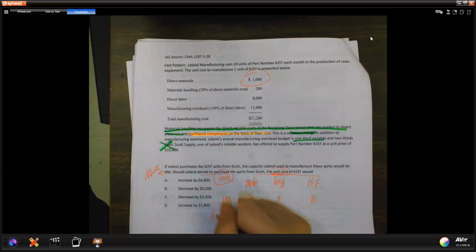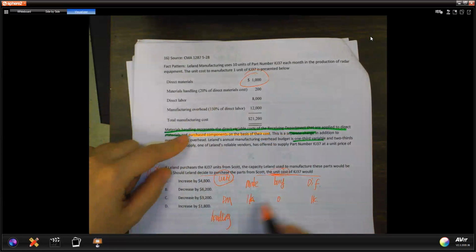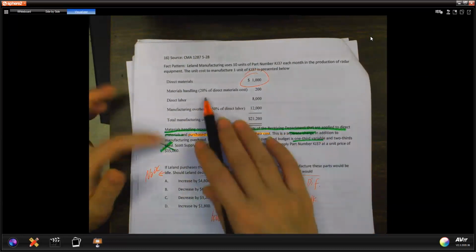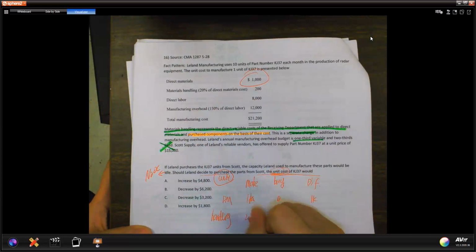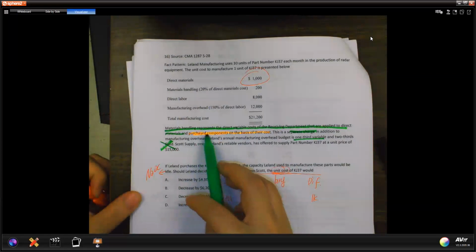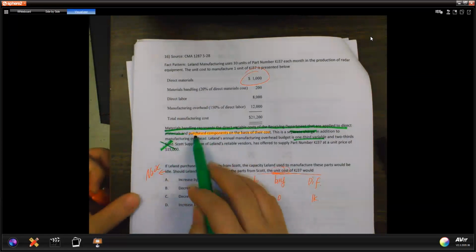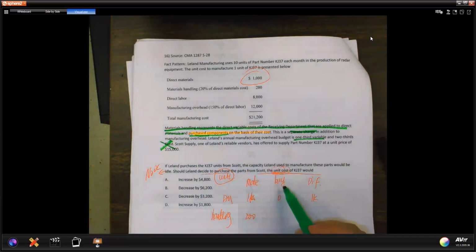You have the material handling. This question said under make it is based on the direct material, which is 20% of your 1,000. That gives you 200. Under buy, this question is tricky. It told you that even if you buy, you still have to pay. The material handling is also an extra cost, even for the purchased component. So under buy, you still have to pay the handling cost.